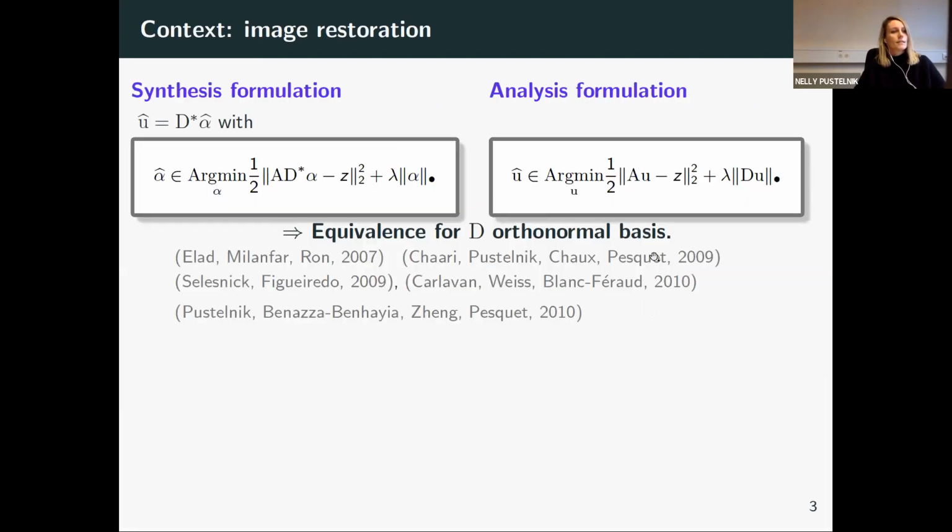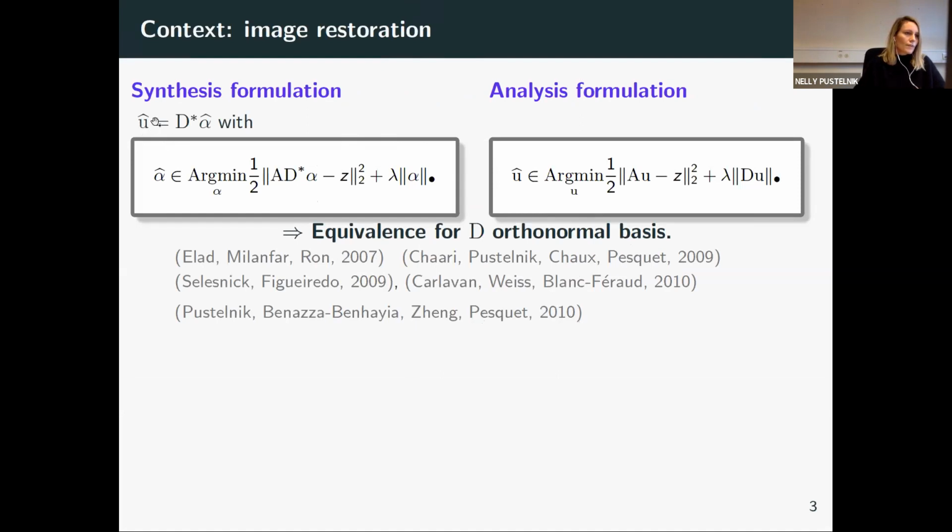During the period between 2007 and 2010, there were several works dedicated to two kinds of approach in order to deal with image restoration. On one part, you have the synthesis formulation, and on the other part, you have the analysis formulation. The synthesis formulation reads like that.